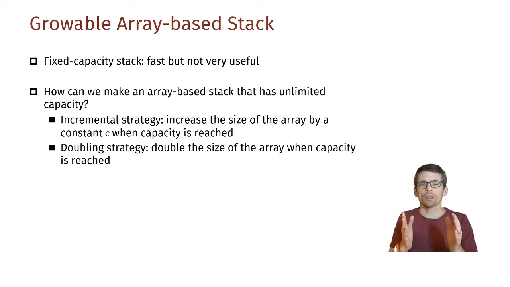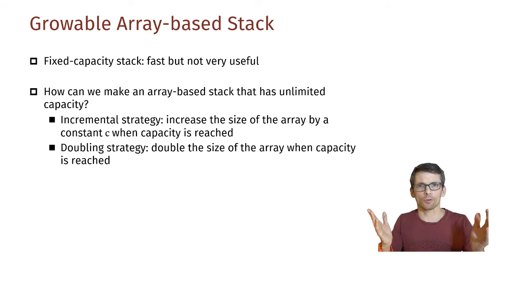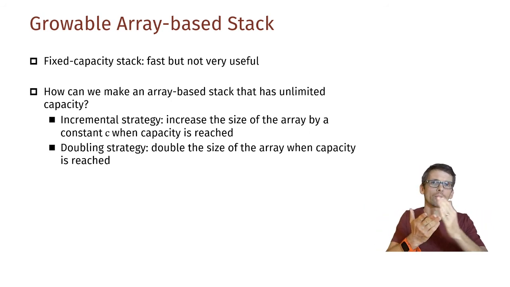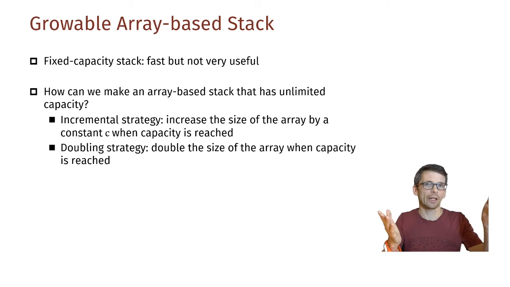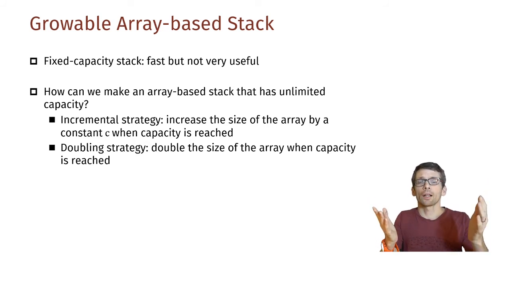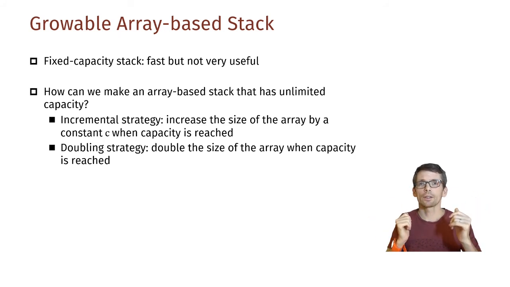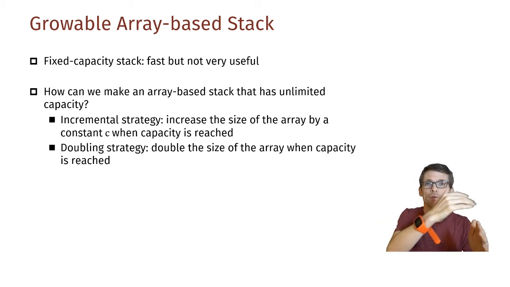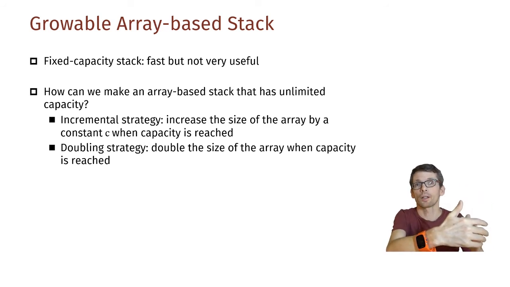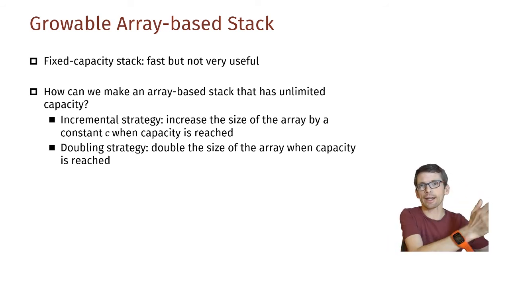So the incremental strategy would be the following. Let's say I have a capacity of 20. Now I added 20 elements. Now I want to add the 21st element. To do so, I simply increase my array by a constant size, let's say again by 20. So then I'll have a capacity of 40. And if I want to insert my 41st element, then I again add 20, and I always add 20. So that's called the incremental strategy.